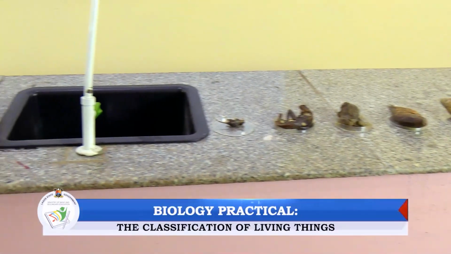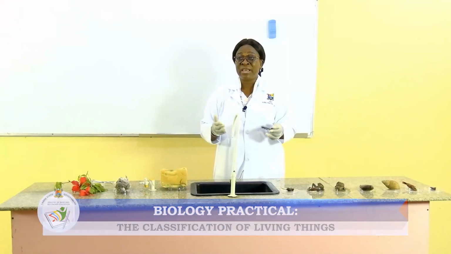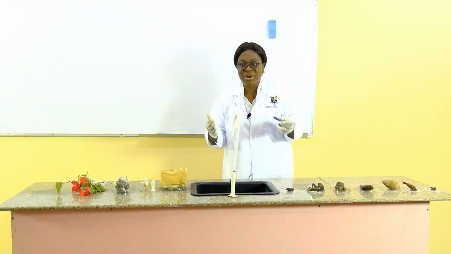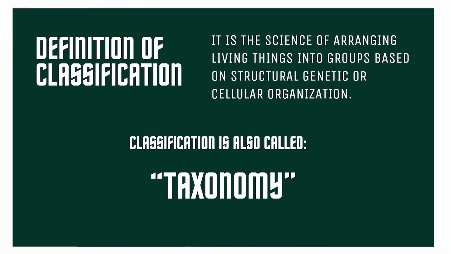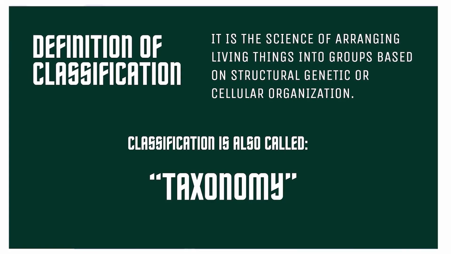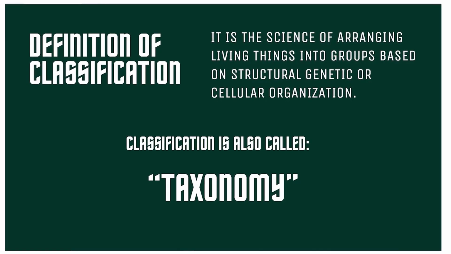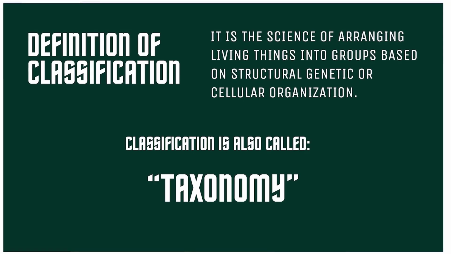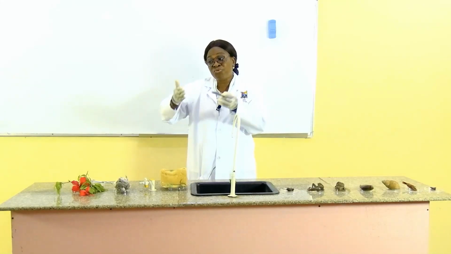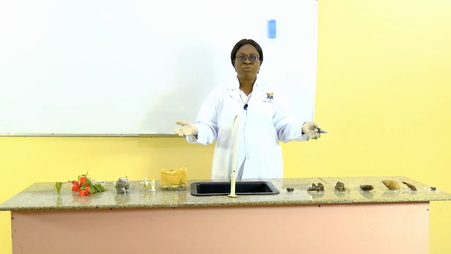Let's start with the definition of classification. What is classification? Classification is the science of arranging or sorting or organizing living organisms into groups based on the structural, genetic, or cellular organization. You can say classification is the process of sorting living organisms into the right groups that they are supposed to belong into. How do I mean?